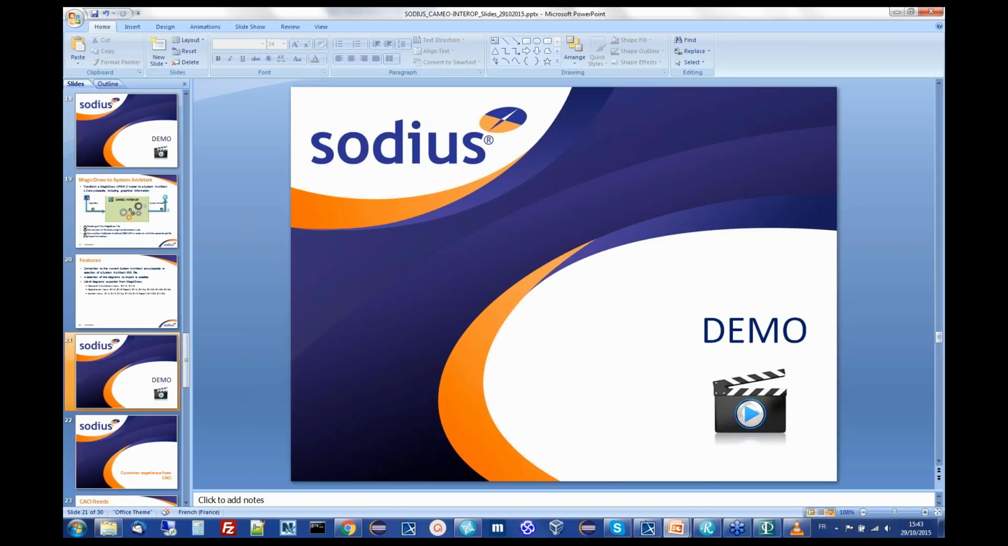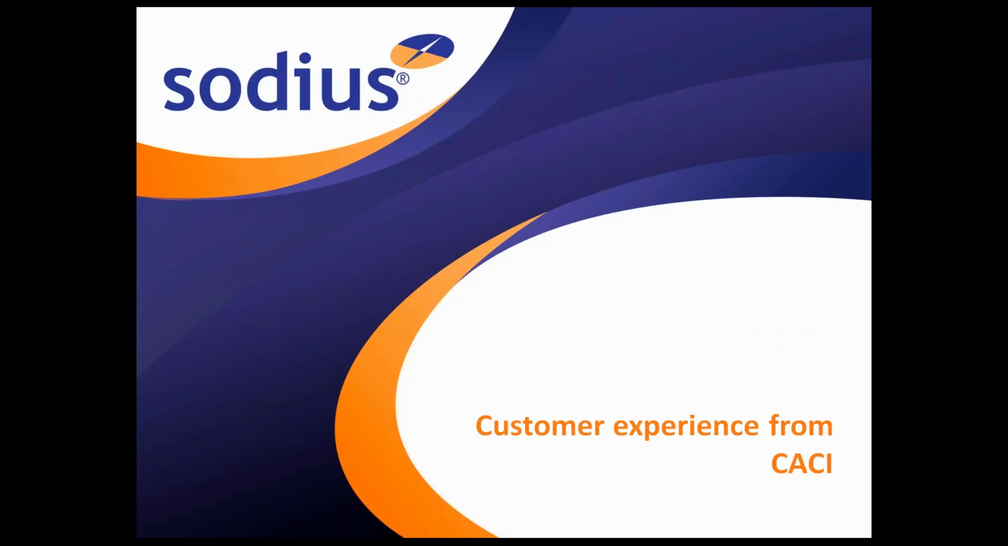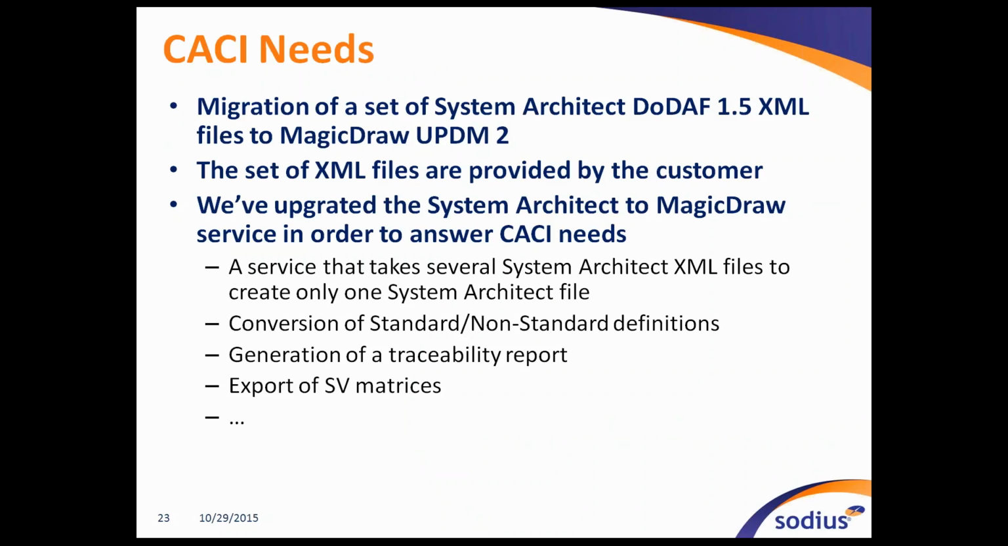Now, to conclude my presentation, I would like to present you our customer experience from CACI. So, what did CACI need? They needed to do a migration of a set of System Architect DODAF 1.5 XML files. So they had several System Architect XML files, and the files were provided by one of their customers.